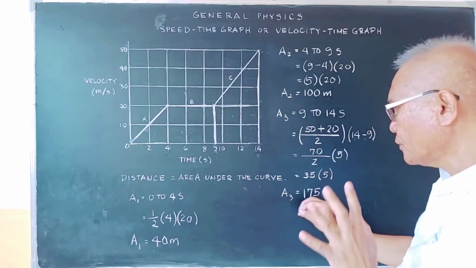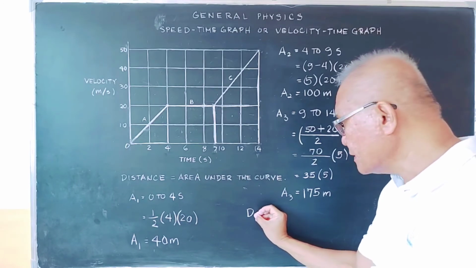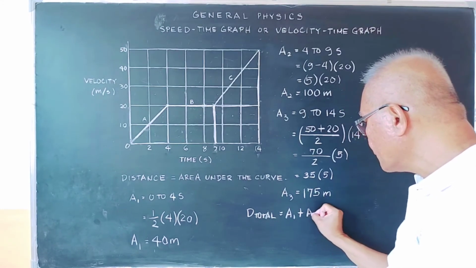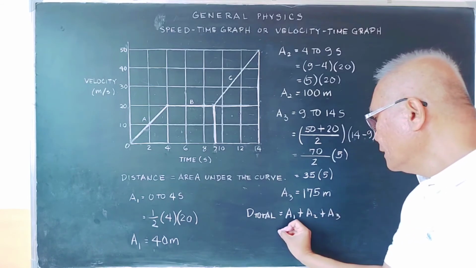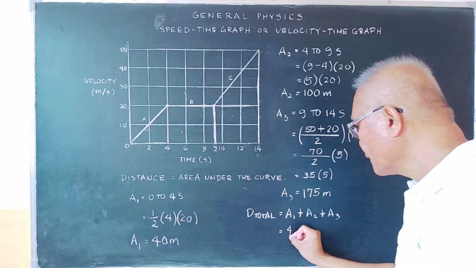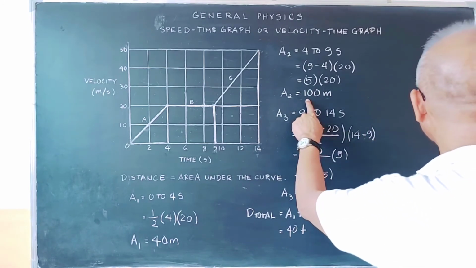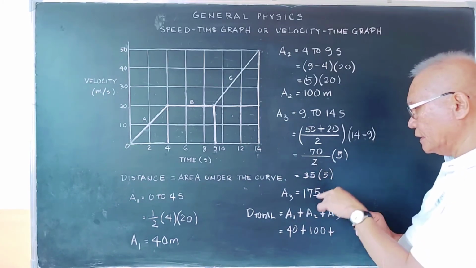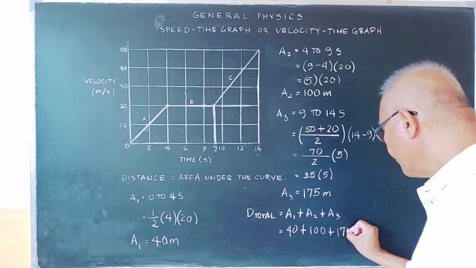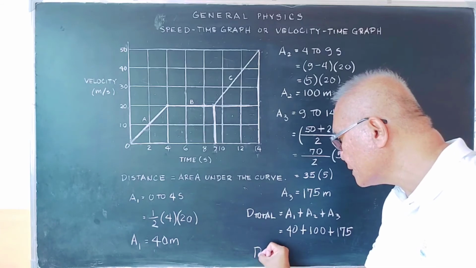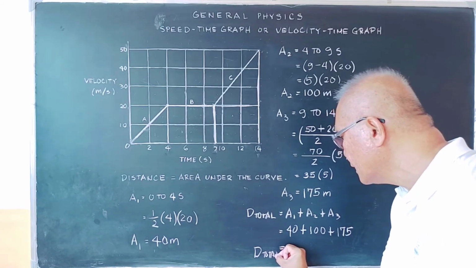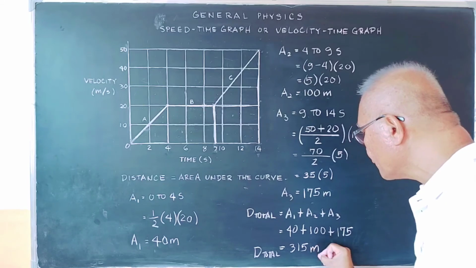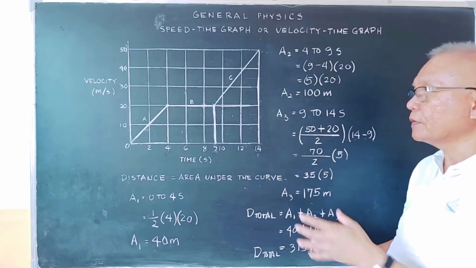So what is the distance traveled by our object? The total. So the total distance is equal to area 1 plus area 2 plus area 3. Then we have, what is area 1? 40, plus area 2 is 100, plus area 3 is 175. So the total distance is equal to, if we add them, we have 315 meters. That is the total distance traveled by our object.